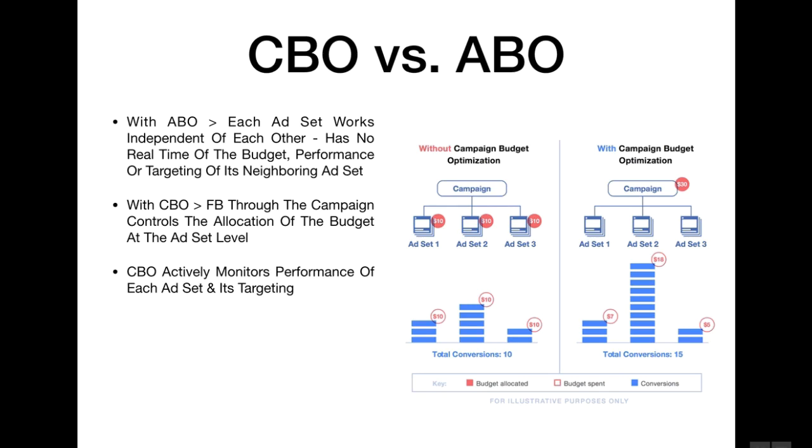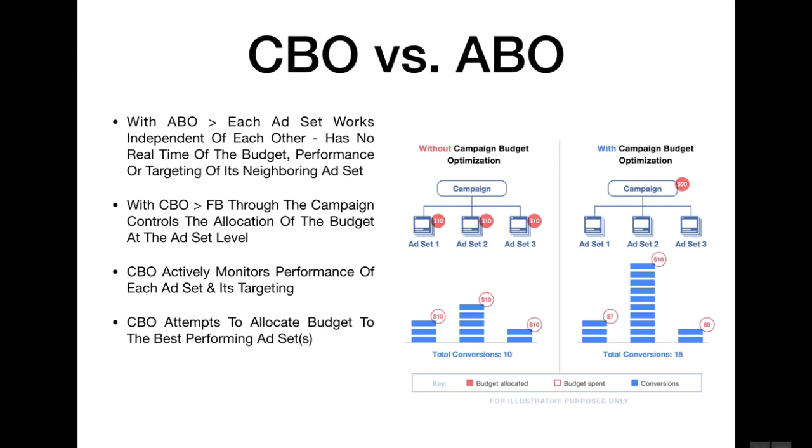Now, here's the difference. With CBO, the campaign actively monitors the performance of each ad set and its targeting. So here there's interdependence, whereas in ABO, there's no interdependence at all. There's no real data regarding the ad set performance or its targeting. Okay, and in this one, the campaign cares about the performance of each ad set and its targeting.